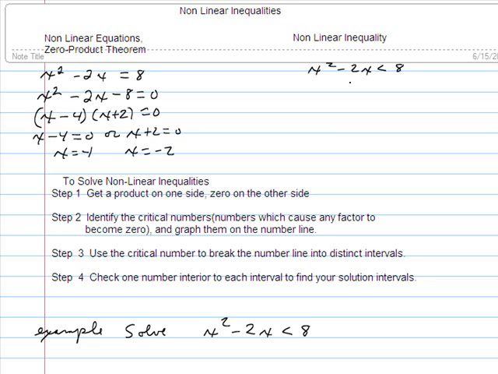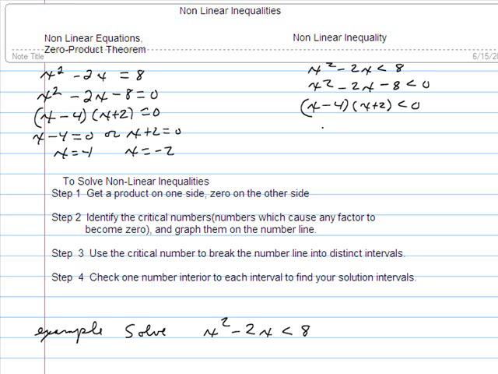Well, let's see. Here's the same problem, but instead of an equal to, it's a less than. So that makes it an inequality. It's quadratic, so it's nonlinear. Let's see what happens when we solve that. If I move 8 to the other side like I did in the factoring, I get x squared minus 2x minus 8 is less than 0. If I factor it into x minus 4, x plus 2 is less than 0.